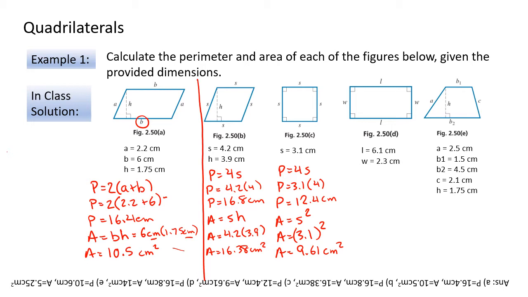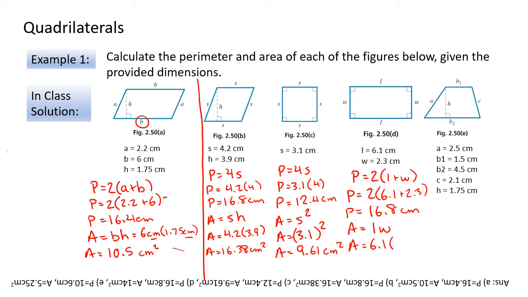The next one is a rectangle. The perimeter is 2 multiplied by the length plus the width, because there's 2 lengths and 2 widths. So in this case, it's 2 times 6.1 plus 2.3. And that's equal to 16.8 centimeters. Our area is equal to L times W, or length times width, which in this case is 6.1 times 2.3. And that gives you 14 centimeters squared.